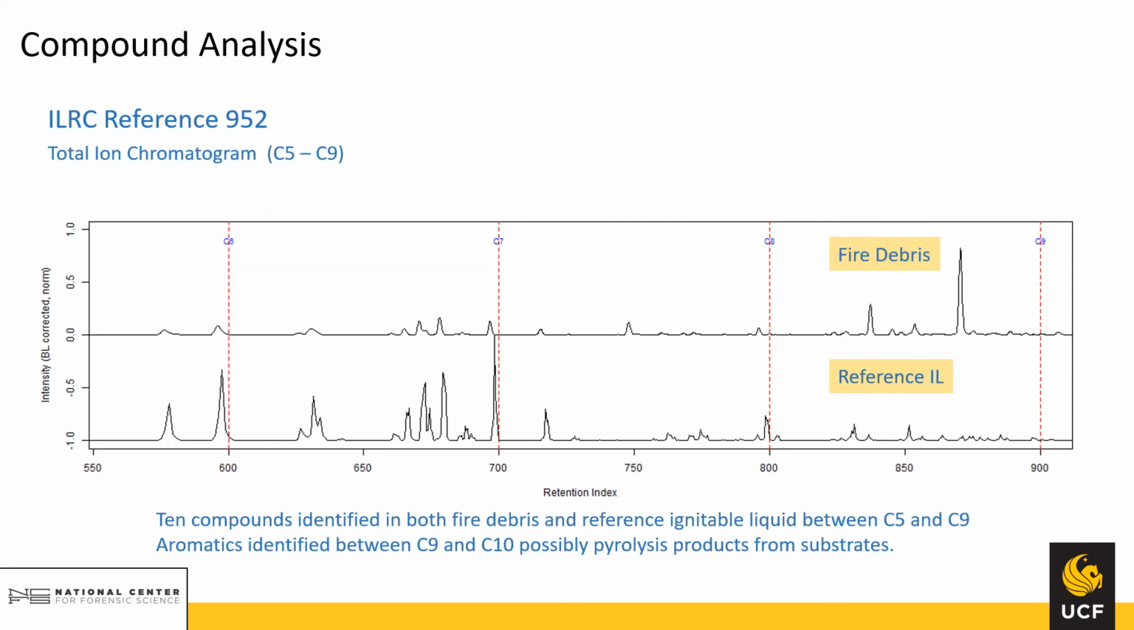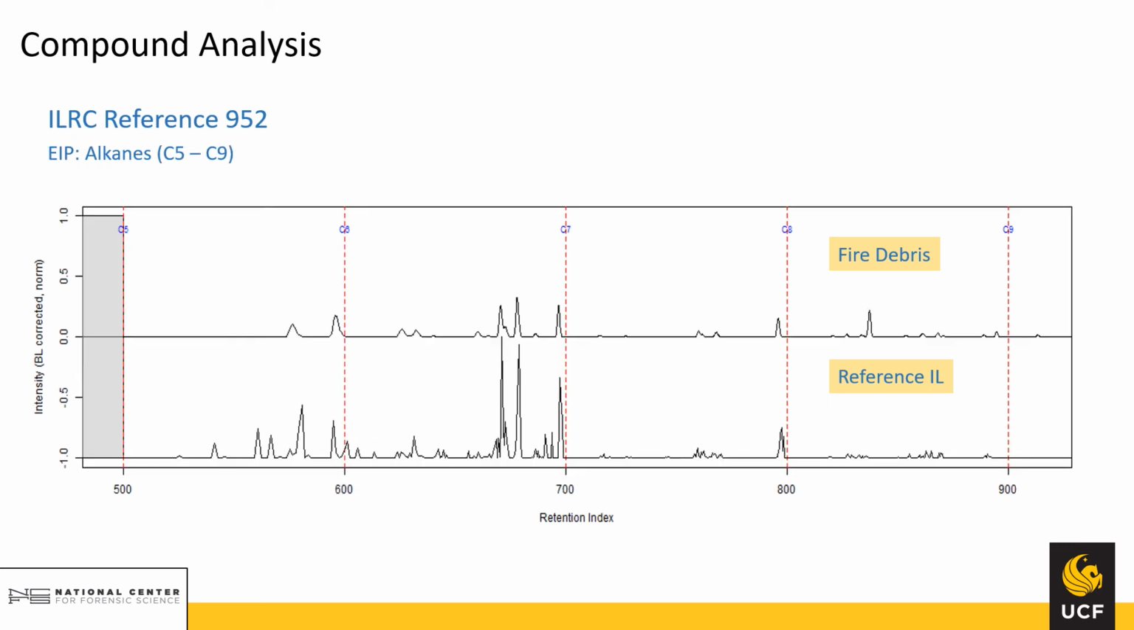Here is a zoomed-in image of the total ion chromatogram for the fire debris sample and SRN-952 between N-pentane and N-nonane. There are 10 compounds in common between the fire debris sample and SRN 952. There is a possibility that aromatics identified between N-nonane and N-decane are pyrolysis products. Here is a zoomed-in image of the alkane extracted ion profile for the fire debris sample and the alkane extracted ion profile for SRN 952 between N-pentane and N-nonane.